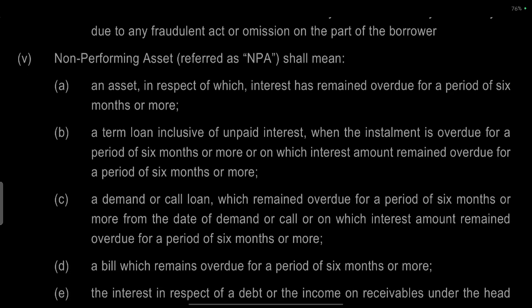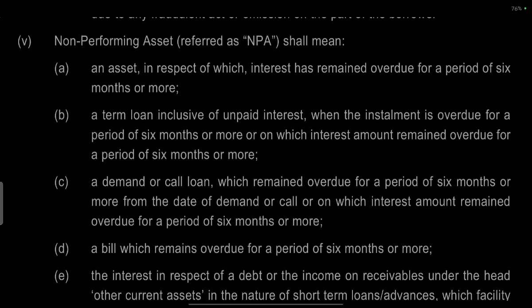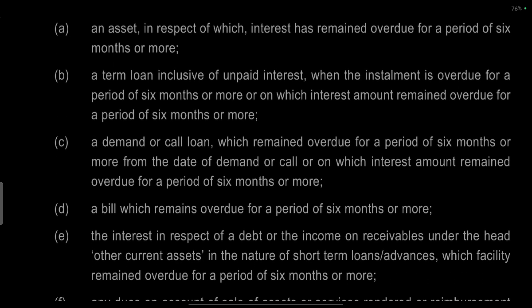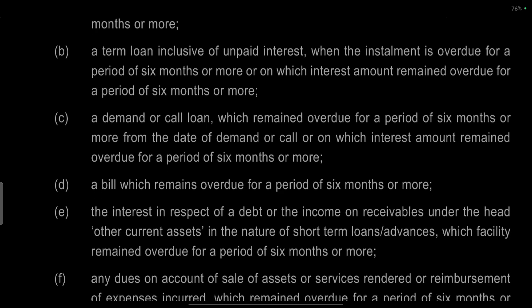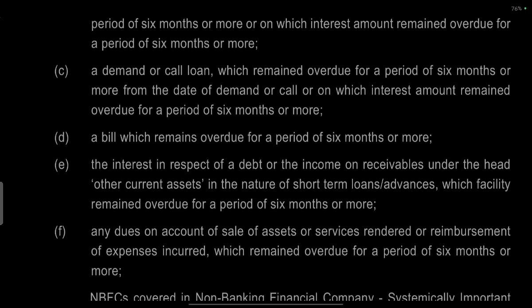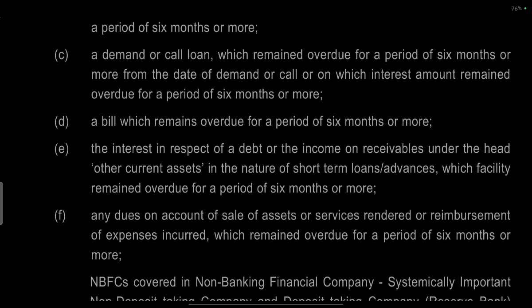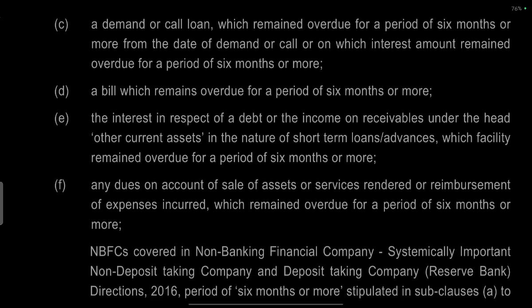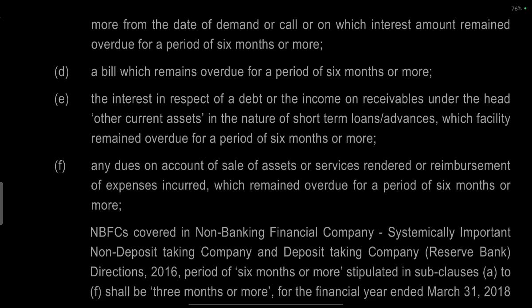Non-performing assets (NPA) means an asset in respect of which interest has remained overdue for a period of six months or more. Term loans where interest and installments remain overdue for a period of six months or more. Demand or call loans which remain overdue for a period of six months or more from the date of demand or call, or where interest amount remains overdue for a period of six months or more. A bill which remains overdue for a period of six months or more.